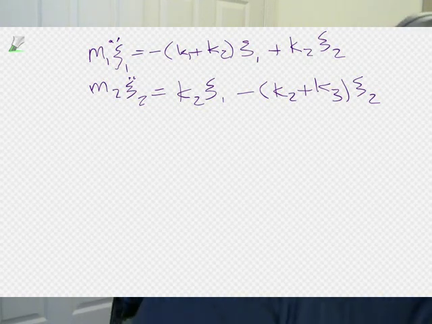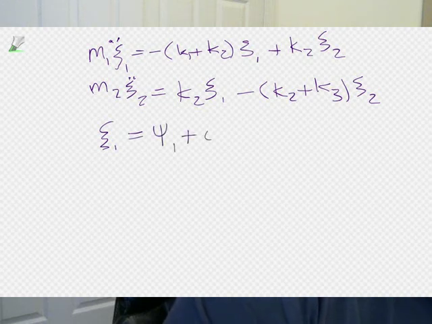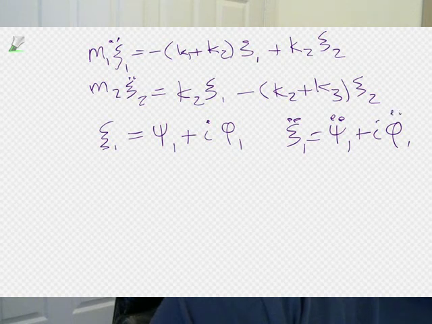And the other thing is we've just collected it together, so it's constants times xi1 plus constants times xi2 for both of them. All right, now, note, as an aside, if, for no adequately explained reason, we decided to write xi1 is equal to psi1 plus imaginary number i times phi1. Right. If we wanted to do that, well, then xi1 double dot would just be psi1 double dot plus i times phi1 double dot, right? Let's substitute that back into this first equation.